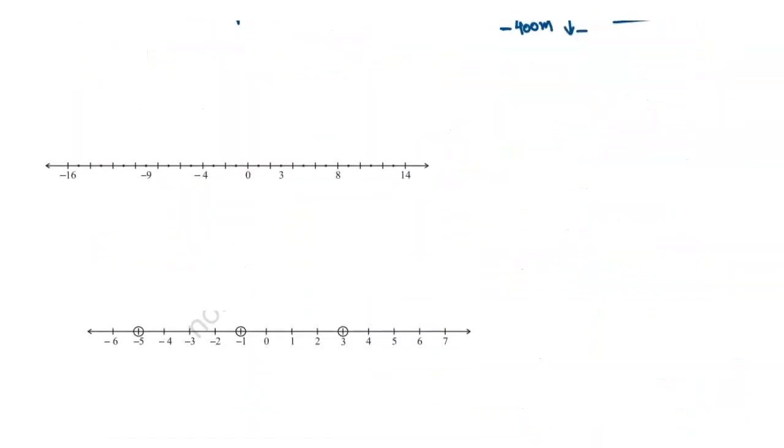Next, these are some numbers shown on the number line. Can you represent them in ascending order? Try it out. Ascending means from smallest to biggest. So the smallest is negative 16, because on this side all the numbers are increasing. Then we have negative 9, then negative 4, then 0, 3, 8 and 14.